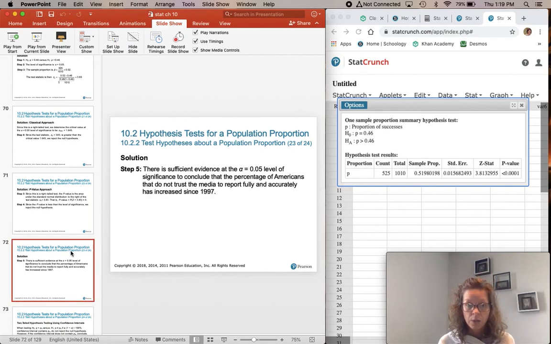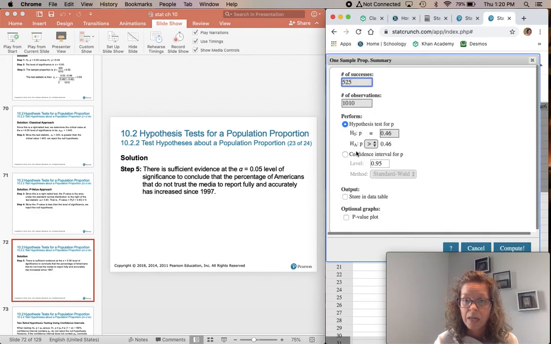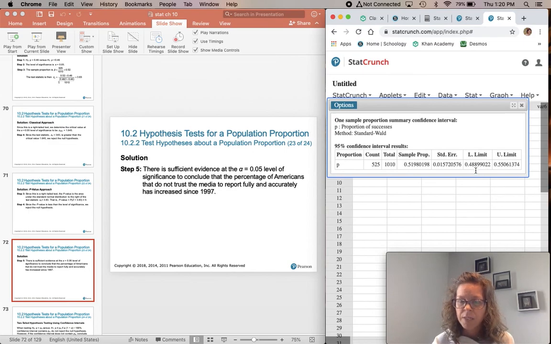So in conclusion, we say there is sufficient evidence at the alpha 0.05 level to conclude that the percentage of Americans that do not trust the media to report fully and accurately has increased since 1997. We can't really, using this, make a claim as to what percentage of Americans distrust the media. For that, we would want to think back to the last section, where we talked about those confidence intervals. So if we're using an alpha 0.05 level, that's like a 95% confidence level. If I do a confidence interval, then I'm 95% confident that the proportion of Americans that do not trust the media to report fully and accurately is between 49 and 55.